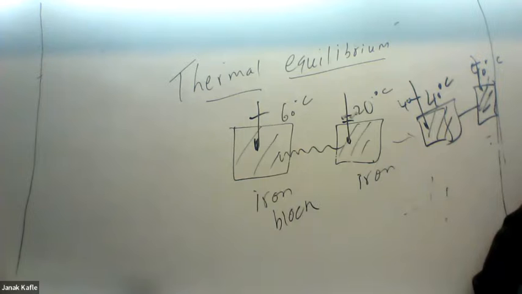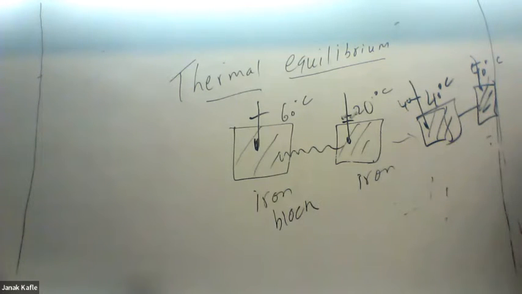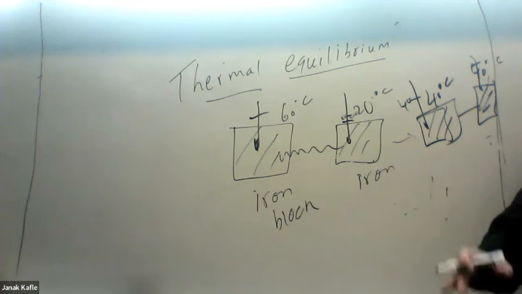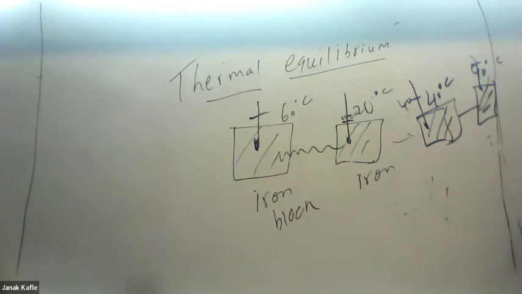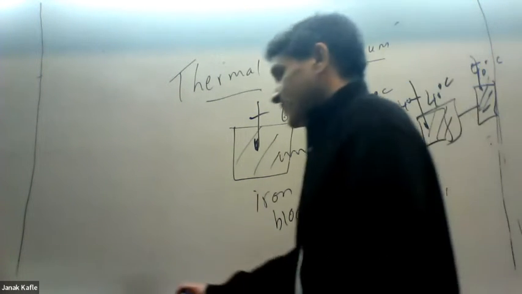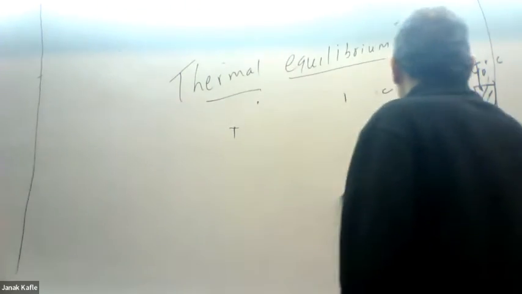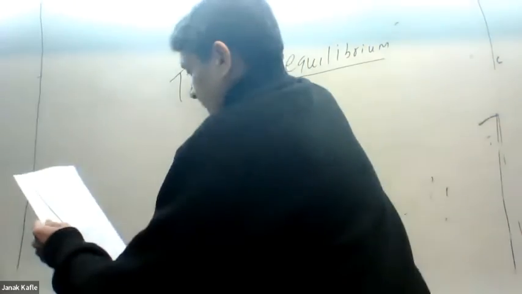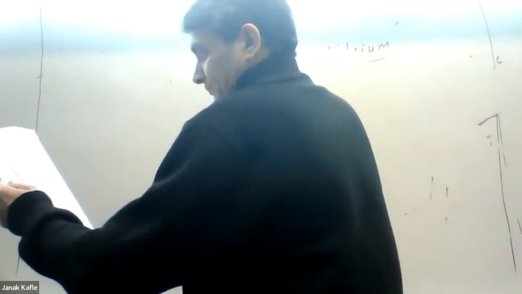When two bodies have the same temperature, heat does not flow from one to another. It only flows from high temperature to low temperature. So when the temperature of two objects becomes the same, it does not flow, and that condition is called thermal equilibrium. Temperature equal. I'm not saying the heat is equal, it's the temperature that is equal, yeah? Good. Thermal equilibrium. Now, when two bodies are in thermal equilibrium, the heat does not flow.